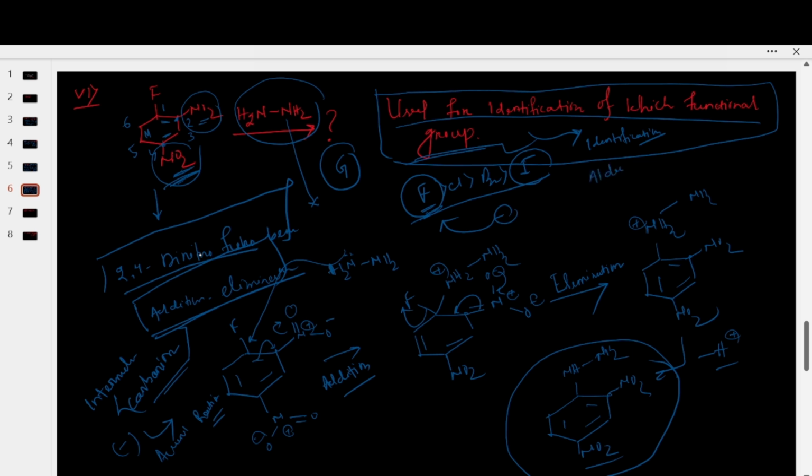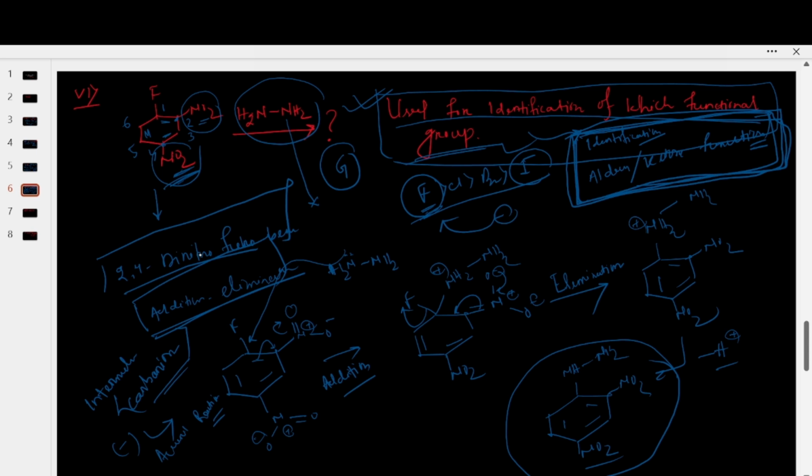Aldehyde or ketone functional group. So if your compound contains an aldehyde or ketone, you can confirm by dipping it into a solution of 2,4-dinitrophenylhydrazine. If your compound contains an aldehyde or ketone, it will show a yellow or slightly orange color on your TLC plate. By this you can confirm that your compound contains an aldehyde or ketone functional group.